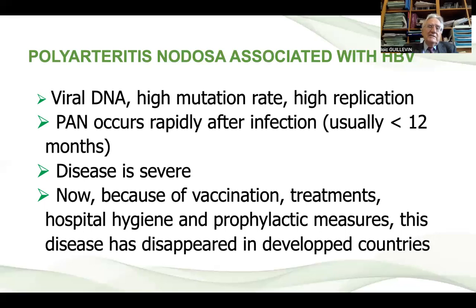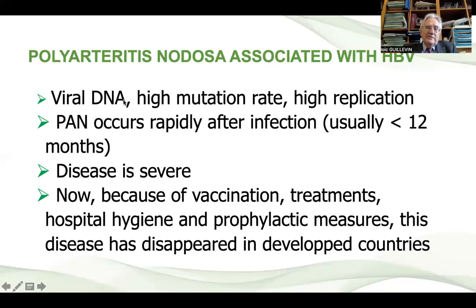And on the epidemiological basis, you can see that now, because we vaccinate patients, because treatments are available against the viruses, because hospital hygiene is much better than 50 years ago, this disease is progressively disappearing in developed countries. I've published series of more than 100 patients. And now, when we see 1 or 2 new cases of polyarteritis nodosa, never with hepatitis B virus, we look at them very carefully, but we do not find any infection.